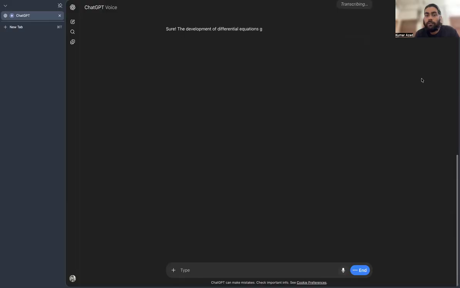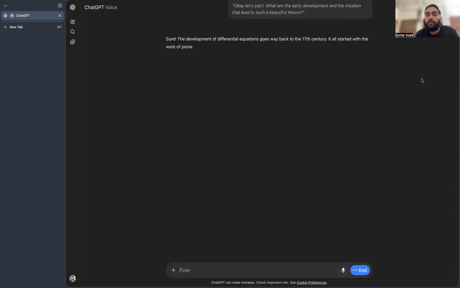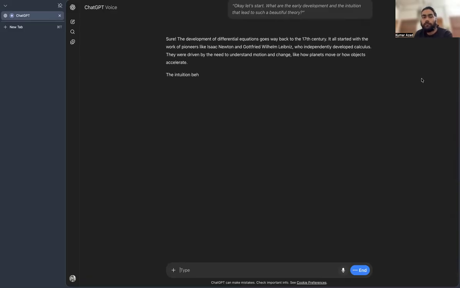Sure, the development of differential equations goes way back to the 17th century. It all started with the work of pioneers like Isaac Newton and Gottfried Wilhelm Leibniz, who independently developed calculus. They were driven by the need to understand motion and change, like how planets move or how objects accelerate. The intuition behind them was basically about describing how a quantity changes with respect to another.